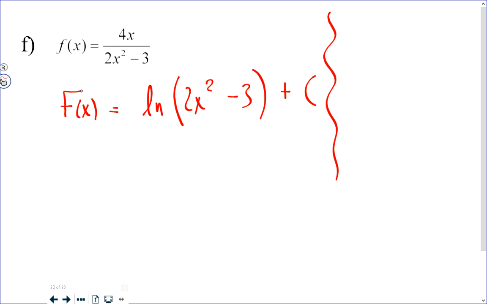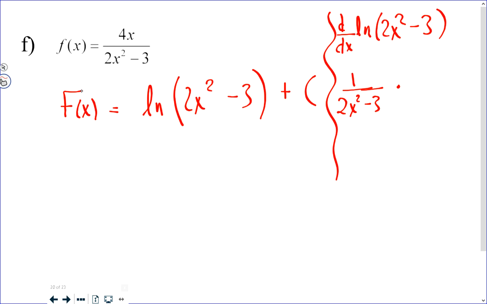The reason for that is that when you differentiate the natural logarithm of 2x squared minus 3, the derivative of a natural logarithm is 1 over what you were taking the natural logarithm of, multiplied by the derivative of it. This is our u, and this is going to be our du dx. Well, du dx is 4x. And when you take 1 over 2x squared minus 3 and multiply by 4x, you get the original function. So this is our answer.